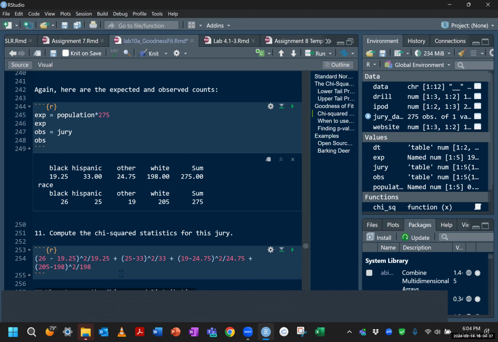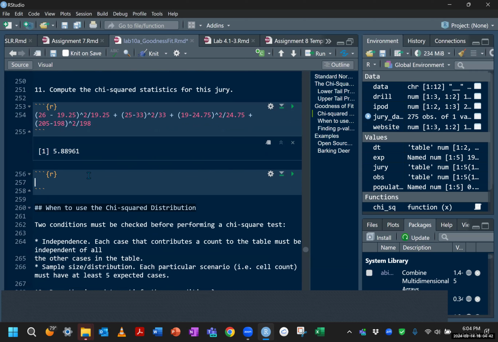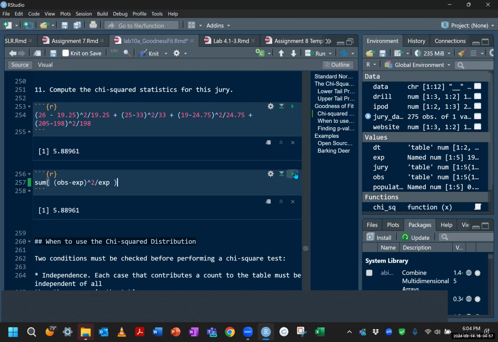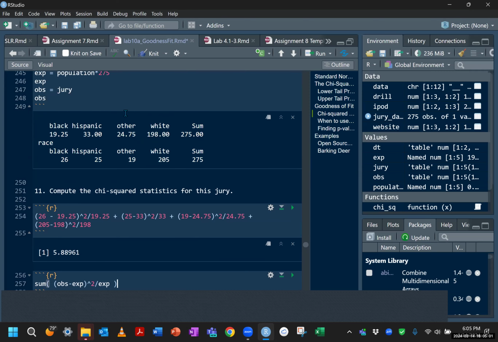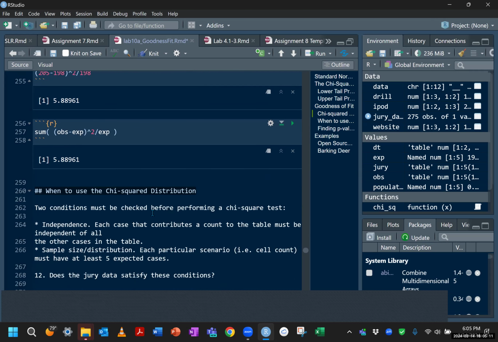I believe I typed that incorrectly, but if I want to be careful and check it, I could say observed minus expected, square it, divided by expected. That would give me this deviation for each category. So then I said add it up. This is just a quick way to do what I just did. And so indeed, I'm getting the same value. That's nice. So it's important that you understand where these values are coming from. We're taking the deviations for each group, squaring them, and dividing by the expected value.